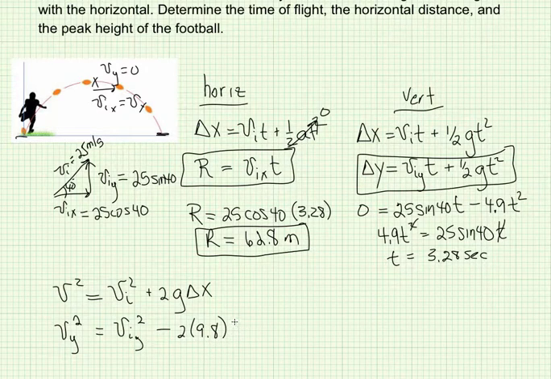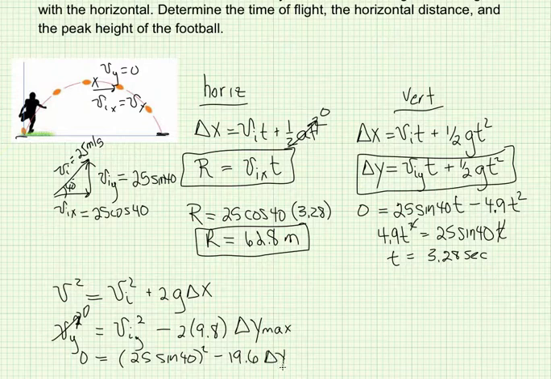Now instead of calling it delta x, let's call it delta y max. Now when you're finding the maximum height, this value is always going to be 0. So we have 0 equals my initial velocity in the y direction. It's not 25, but it's 25 sine of 40 squared minus 19.6 delta y max, and we can solve for delta y max. And we're going to get 13.2 meters. So this 13.2 meters is going to be the maximum height at this midpoint right here.